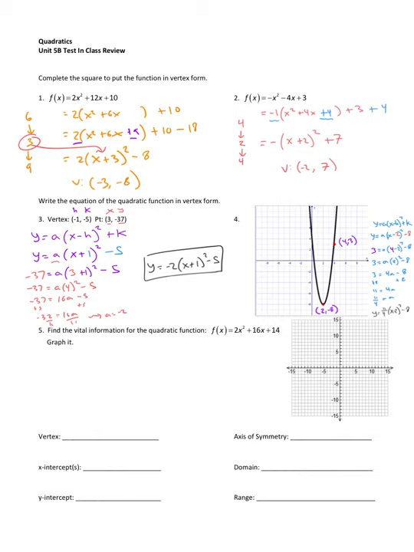All right, 5 asks us to find the vital information and graph it. So what I'm going to do is what we saw a lot in the binder. First, I'll write it in vertex form to help me find the vertex. Then I'll write it in factored form to help me find the x-intercepts.